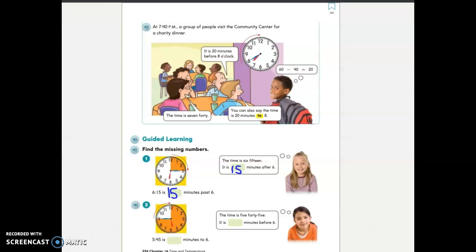Our second question says 5:45 is how many minutes to 6? So if we count by 5, 5, 10, 15, 20, 25, 30, 35, 40, 45, we are 45 minutes to 6 o'clock. So the time is 5:45. It is 45 minutes to 6 o'clock. Remember that after you go past the 6 on the clock, you would want to say past. If you're before the 6, you want to say to.